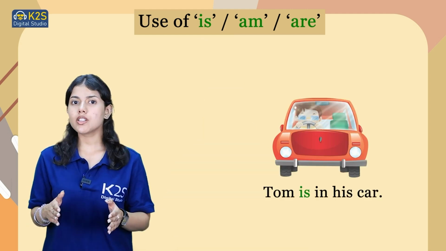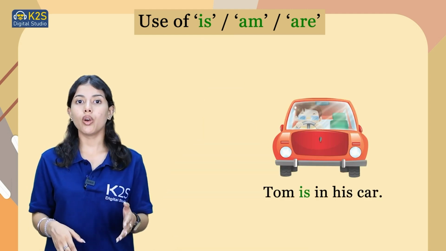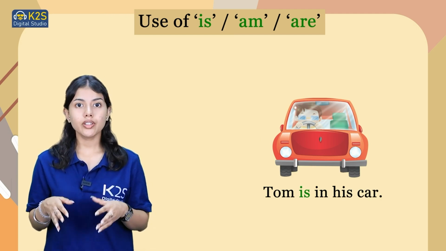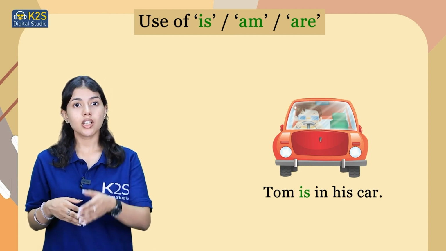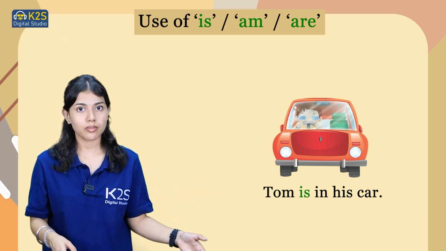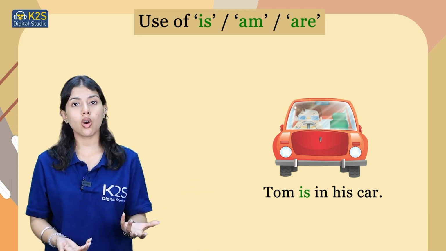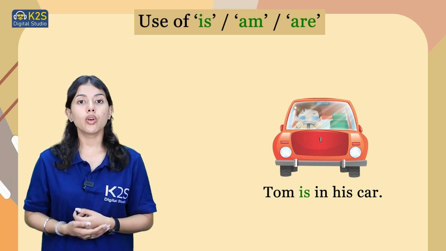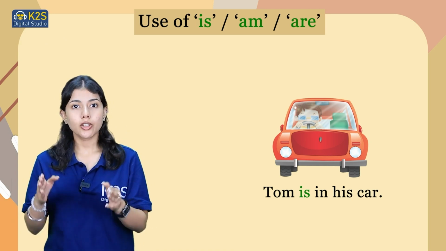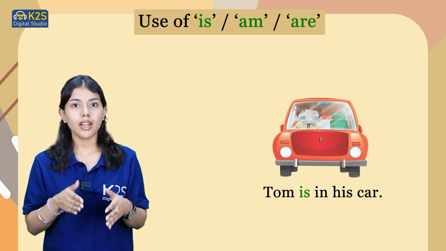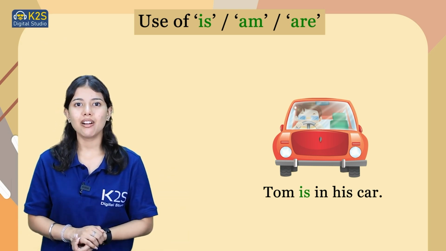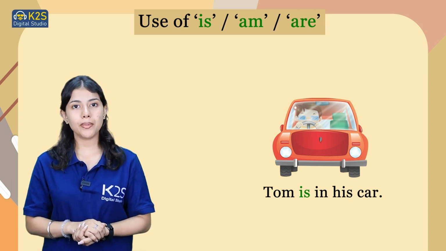So you can see in the first example, there is a boy whose name is Tom and he is sitting in his car. So here the sentence we are using is Tom is in his car. Because we are only talking about Tom, it is a singular noun. So we are going to talk about it with the word is. Tom is in his car. Okay? Now let's move forward with other examples.